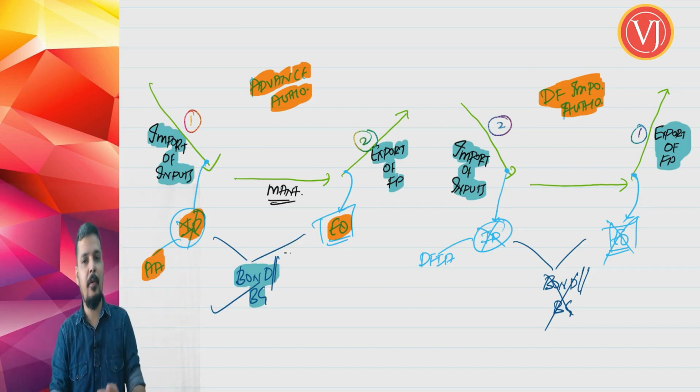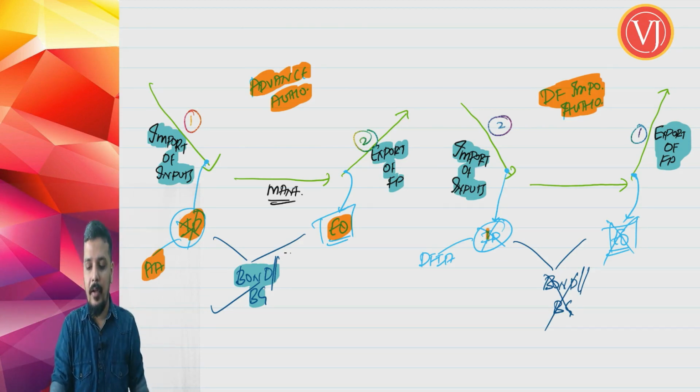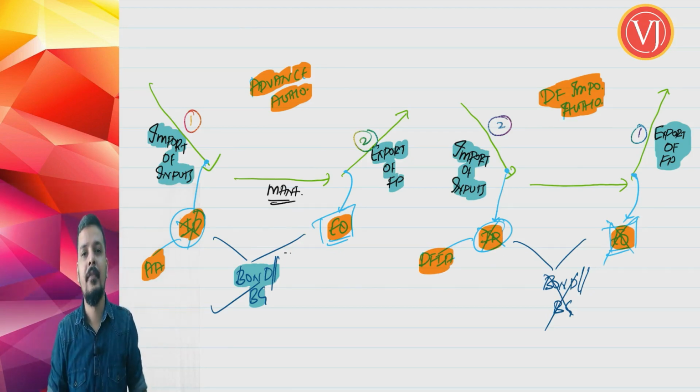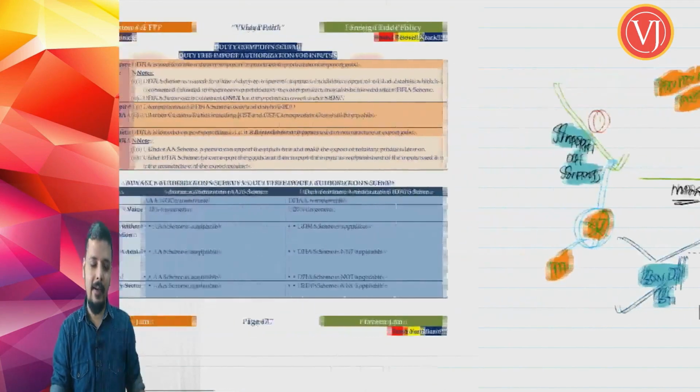First you prove your export performance, get duty free import authorization, then you import the inputs which are going to be used further in future, without paying any import duty, under duty free import authorization. There is no export obligation because you have already proved your exports. Based on your old exports, you are getting duty free import authorization, right? When there is no export obligation, there is no need of any bond or bank guarantee. The sequence is entirely ulta.